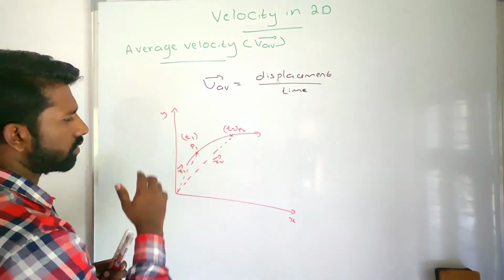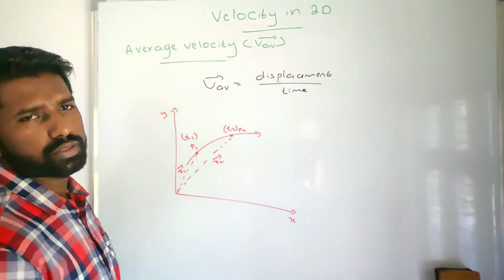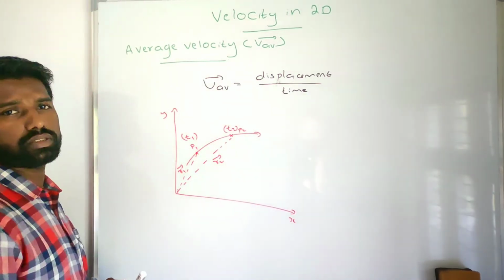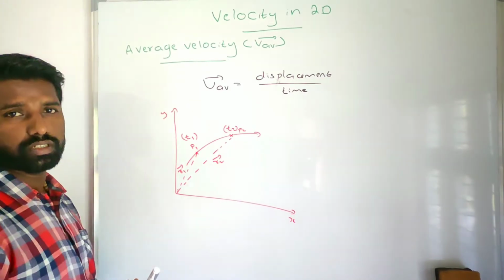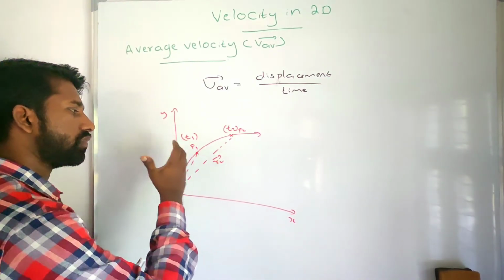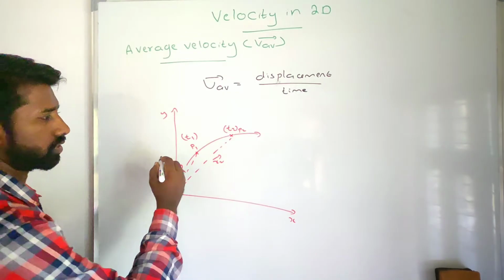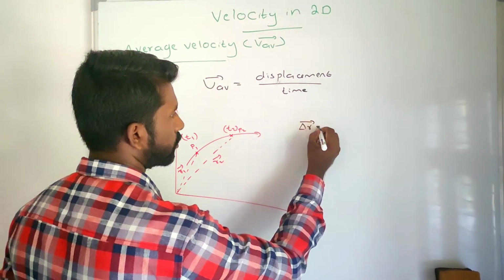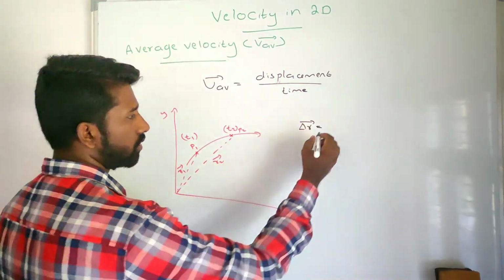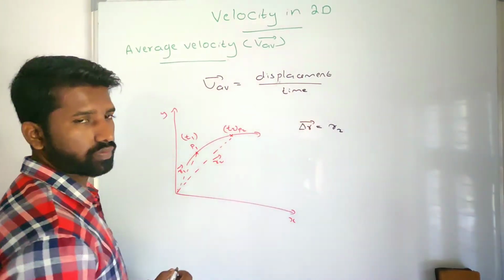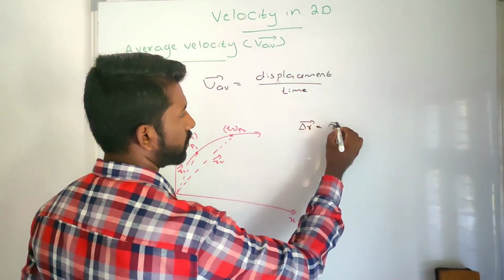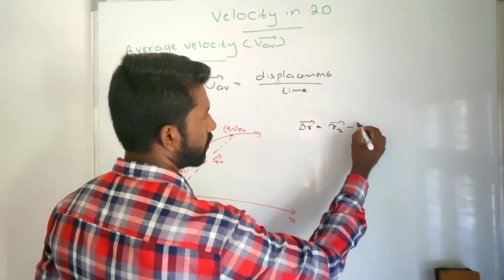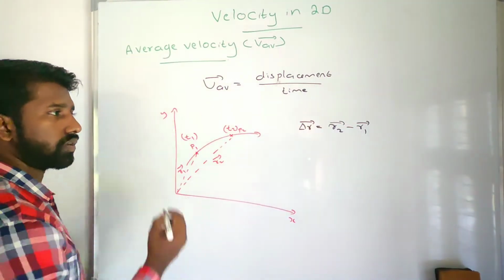Okay, then what about the displacement? Displacement is the difference between the final position vector and the initial position vector. So, here I consider delta R as the displacement. What is the final position vector? That is R2 minus the initial position vector, that is R1.